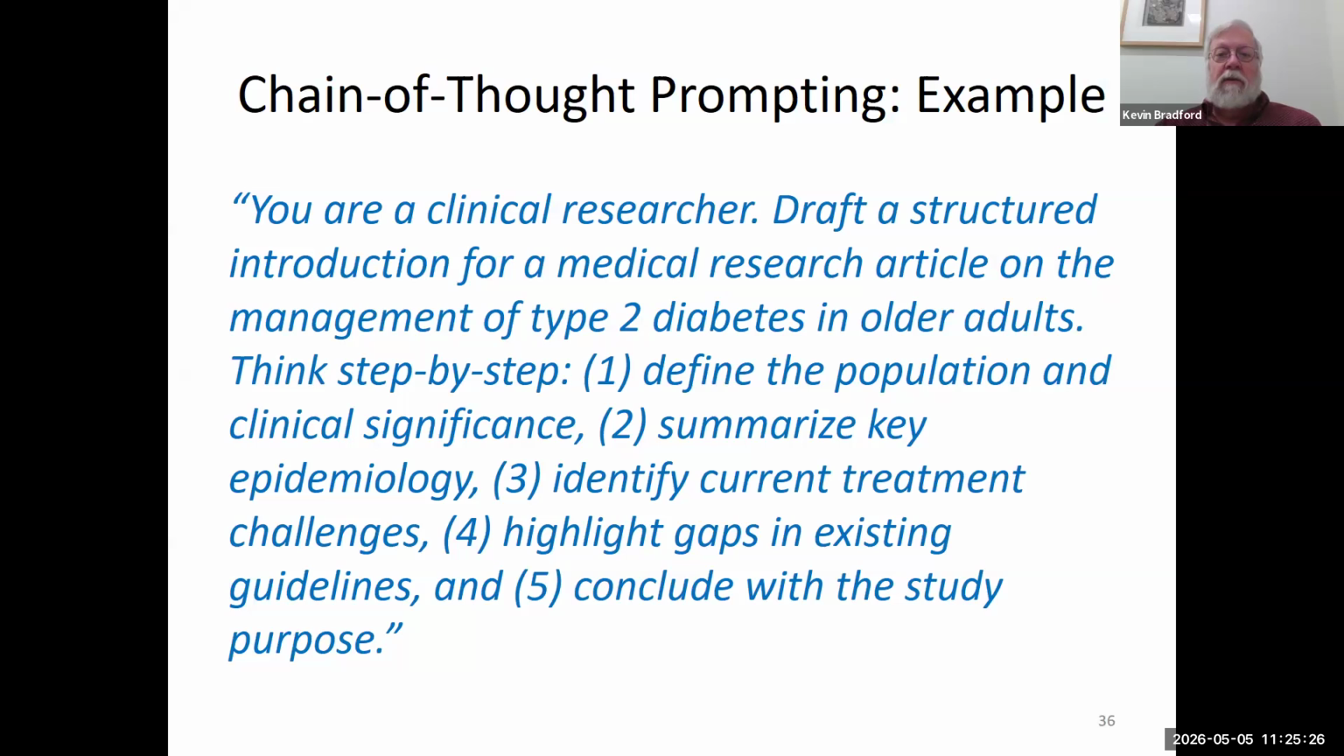So here's an example where you see the numbered steps: defining population, summarizing, identifying current challenges, highlighting gaps in the existing guidelines or literature, and concluding with the study purpose. So this can really, really help you if you're brainstorming for a research idea, as it can help you identify where there are gaps in the literature, which translate to research opportunities for those of us researchers.